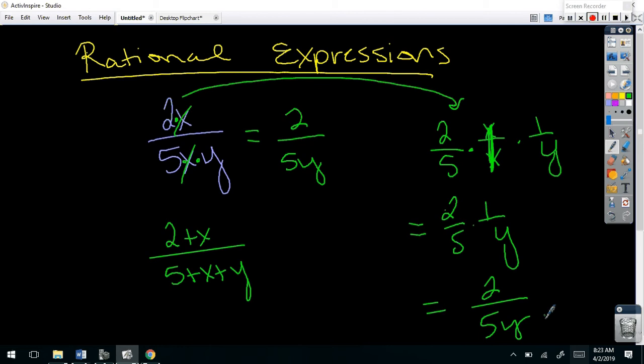Because it's not the same, you can't just split this up. If I were to split this up, I'd have to do 2 over 5 plus x plus y plus x over 5 plus x plus y. That is nuts. So no, you couldn't simplify this any further. This one only when you're multiplying. And you'll see why I'm stressing this so much, because we're going to put some addition and subtraction in here, and you'll have to simplify.